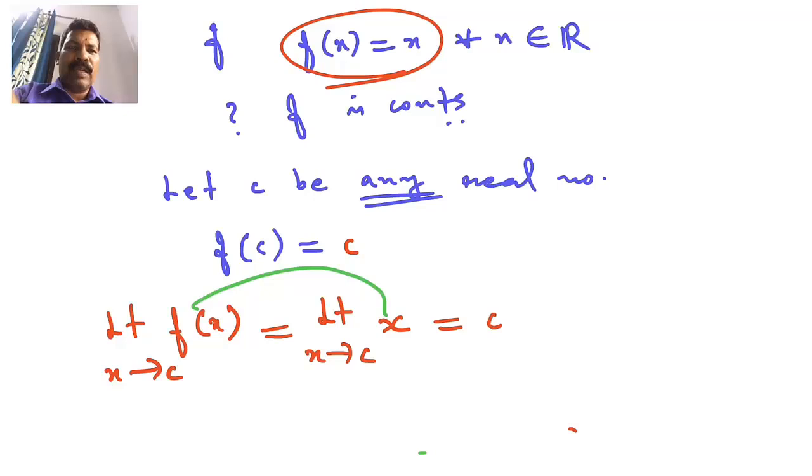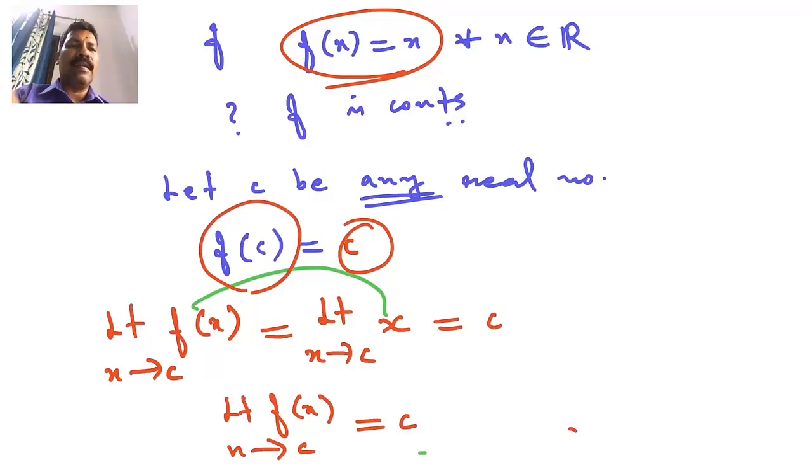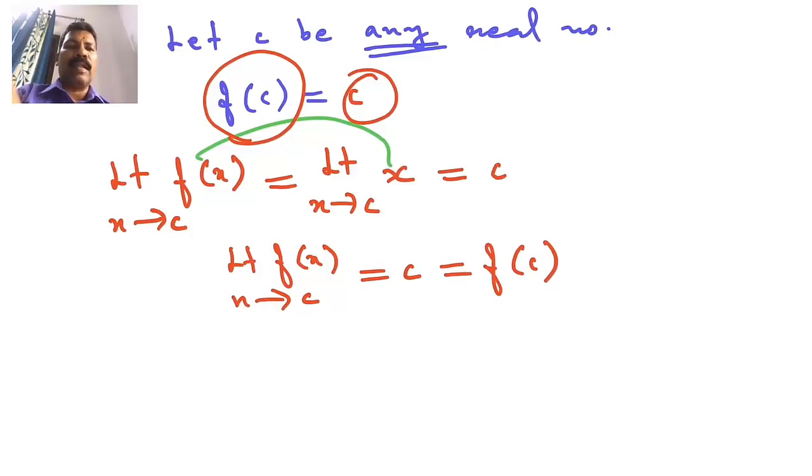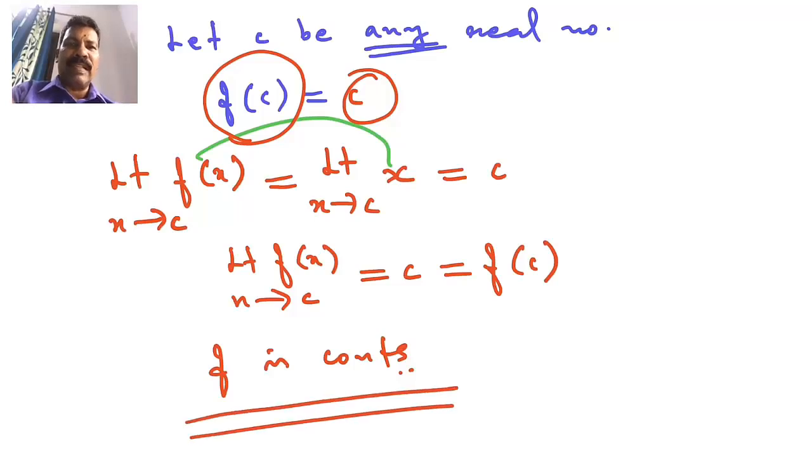So what we can conclude here is limit of f of x as x tends to c is equal to c, but c is nothing but f of c. So what happened? The limit of the function as x tends to c equals the value of the function at c. Therefore, we can conclude that f is continuous at c. But what is c? c is any real number. So function f is continuous at every real number, that is, continuous at every point in the domain. So simply we can say the identity function is continuous.